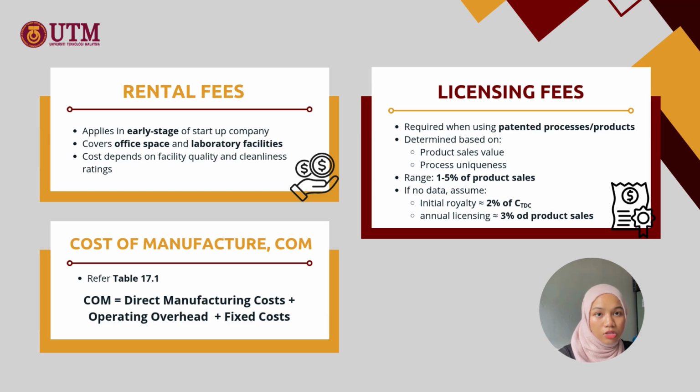Next, the cost of manufacture, or COM. This represents the total cost required to produce the product, and it consists of three main components: direct manufacturing costs, operating overhead, and fixed costs. So the equation is COM equals direct manufacturing cost plus operating overhead plus fixed costs. You can refer to Table 17.1 for detailed breakdowns.